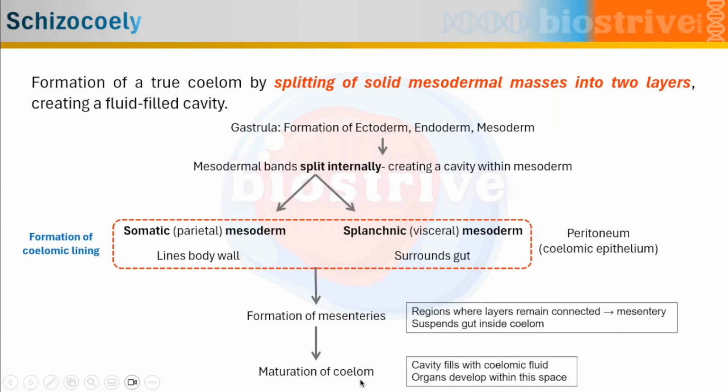By maturation, we mean that the cavity will be enlarged. There will be the formation of coelomic fluid through the process of ultrafiltration. There will be maturation of this coelomic fluid by adding various electrolytes, by adding various coelomocytes, various cells that will be performing the various functions. There is maturation of coelom, and finally we get the proper coelomic cavity, and at last the organs will start developing and maturing in this space. So this is the process of schizocoele.